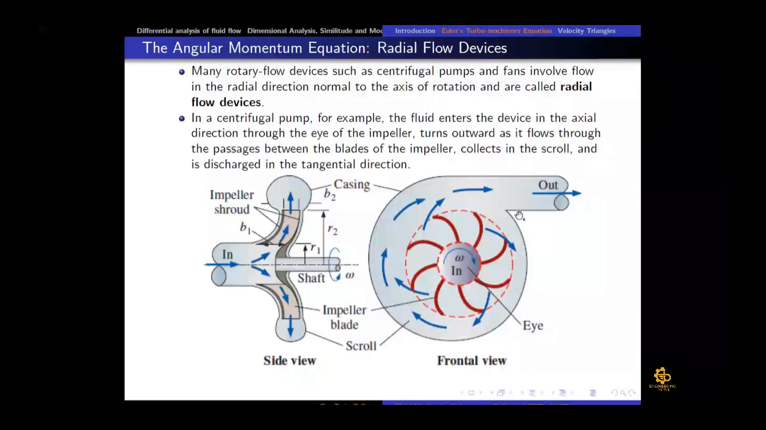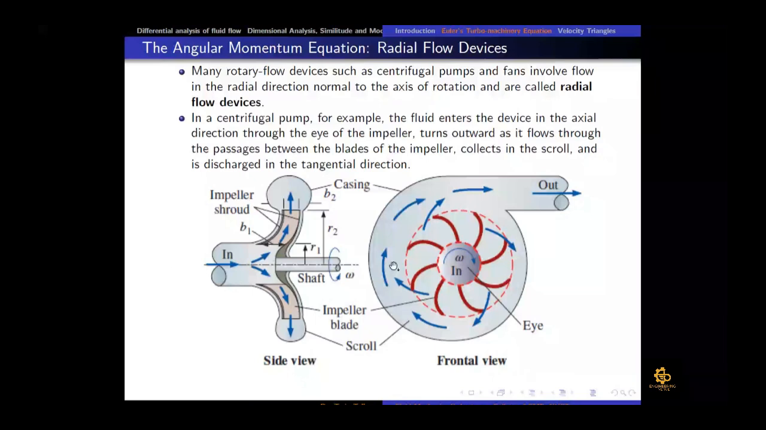It is coming out of the board, and when it comes out, it travels in the radial direction. So this is the eye of the impeller. We call it the eye of the impeller, from where the flow is coming. So this is the frontal view. From the side view, the flow is coming from here, which we call the eye of the impeller, and then it moves in the radial direction. So we have some kind of centrifugal force there.